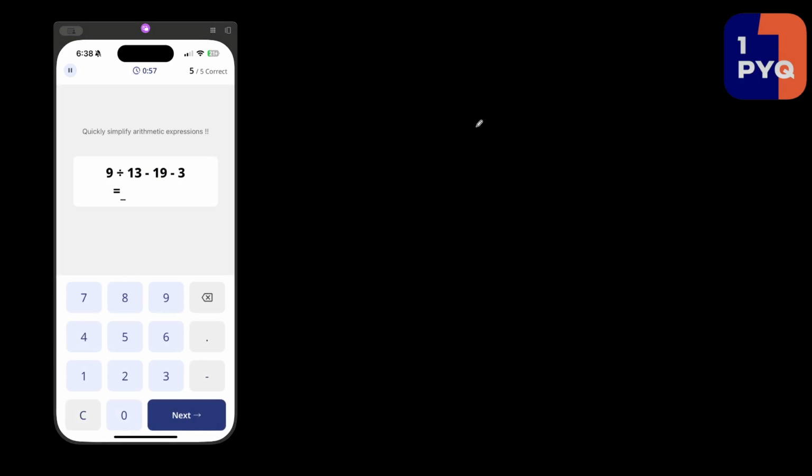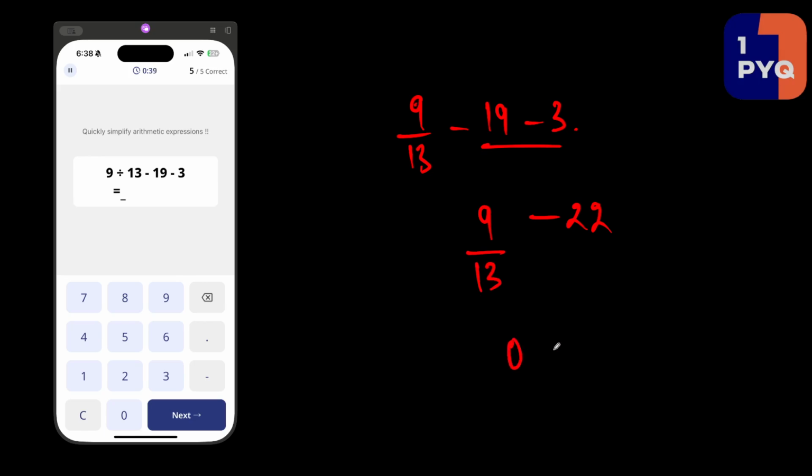Got it? Moving forward, 9 by 13 minus 19 minus 3. Minus 19 and minus 3 would become minus 22, and I'm going to get 9 by 13 over here. I can first solve 9 by 13. 13 sevens are 91. So I can put it as 0.67 minus 22. So it's going to be minus 21.33, right? So minus 21.33 would be the answer.